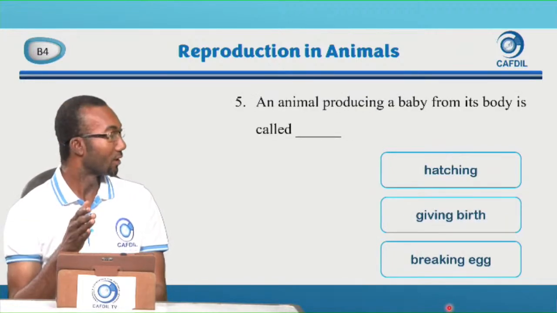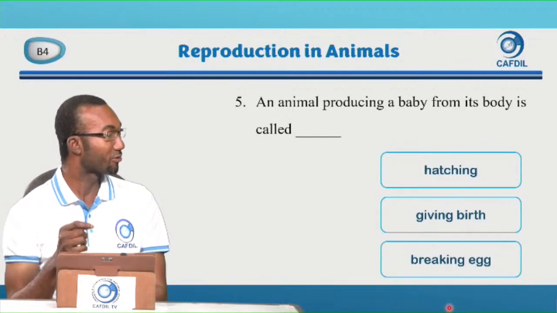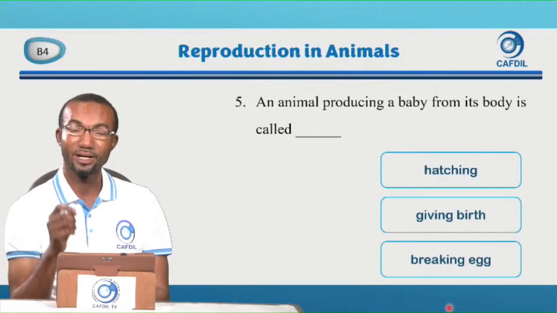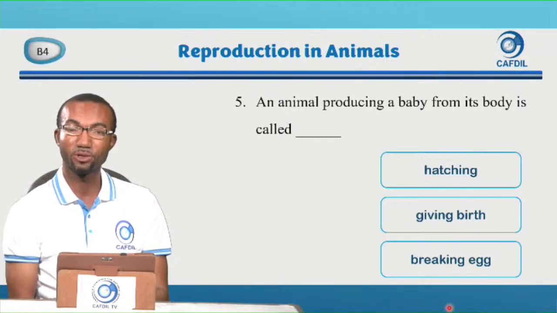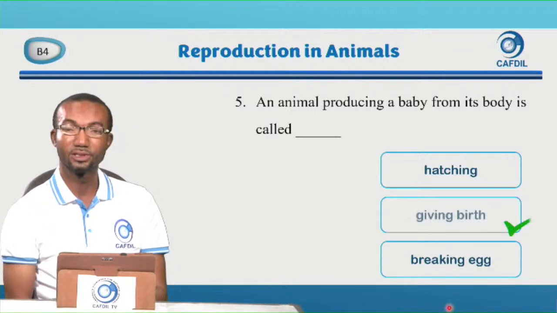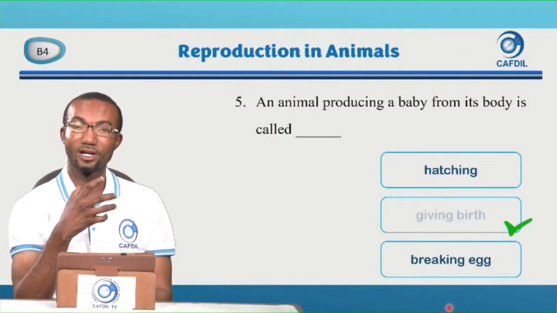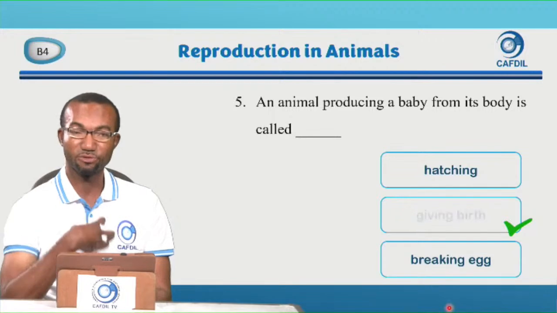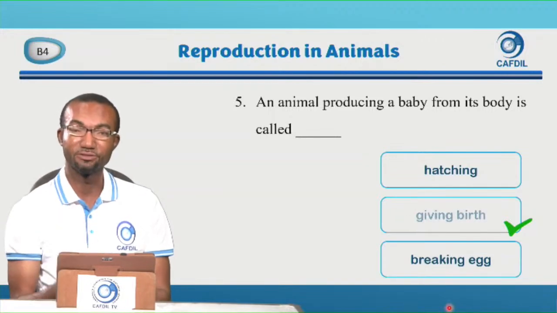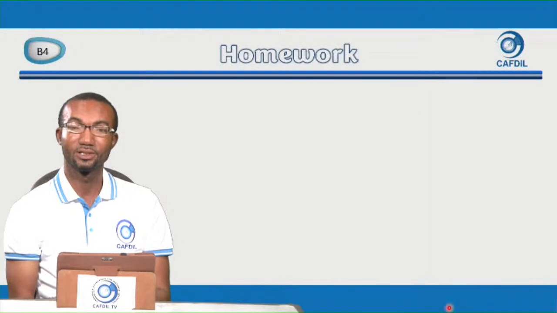5. An animal producing a baby from its body is called, we have hatching, we have giving birth, we have breaking egg. Good. Giving birth. So if an animal produces a baby from its body, we call it giving birth. Good. We have all done well.